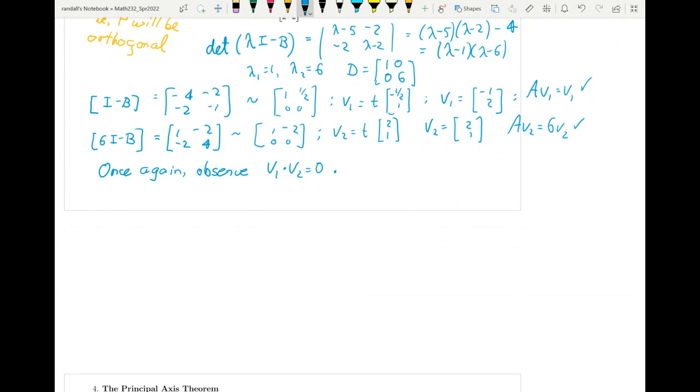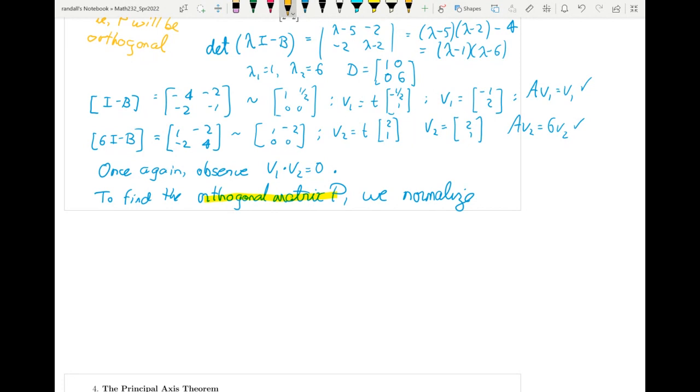Now, to find the orthogonal matrix P, we normalize these vectors. They're already orthogonal. So this is the extra step we're doing now that we did not do above and did not pursue in section 6.2, where we were merely diagonalizing a matrix. Now we're orthogonally diagonalizing a matrix.